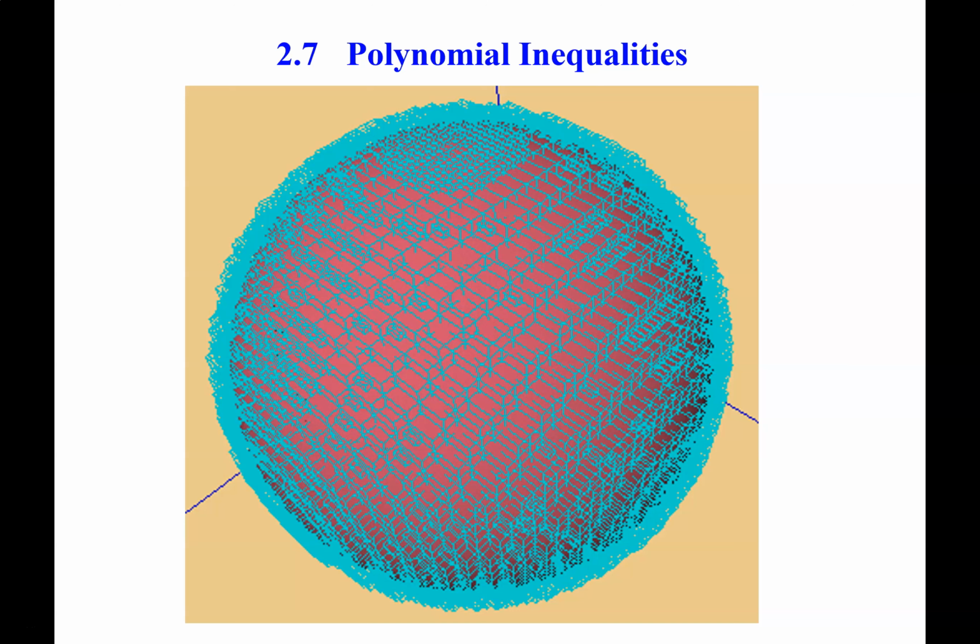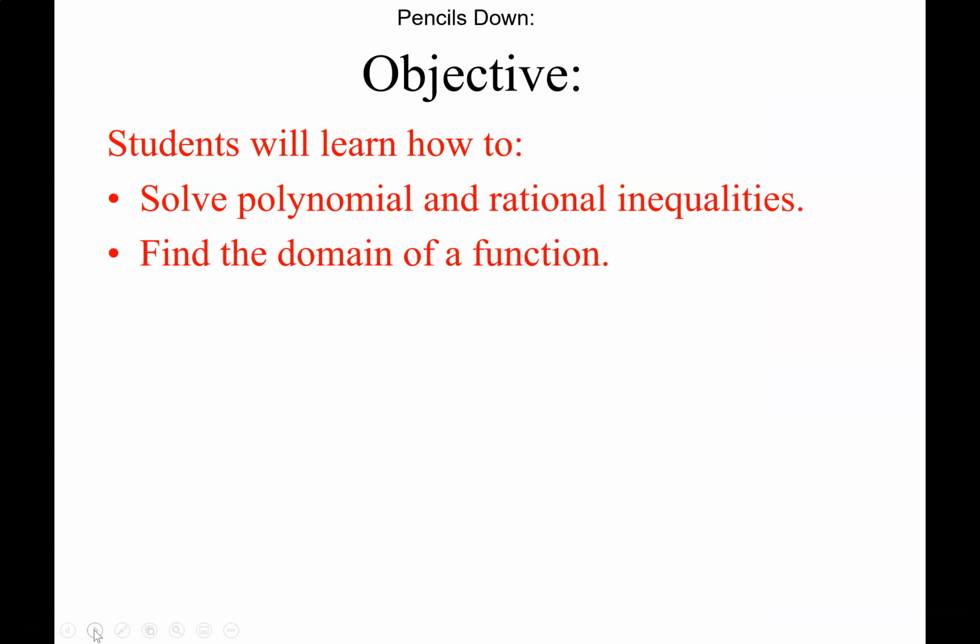Today's section is going to be 2.7, polynomial inequalities. Make sure you have your notebook out, pen, pencil, something with color. We're going to do a little bit of graphing, but just like a number line or an x-axis. And have your calculator out too.